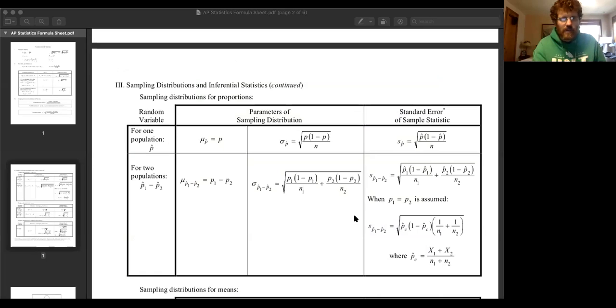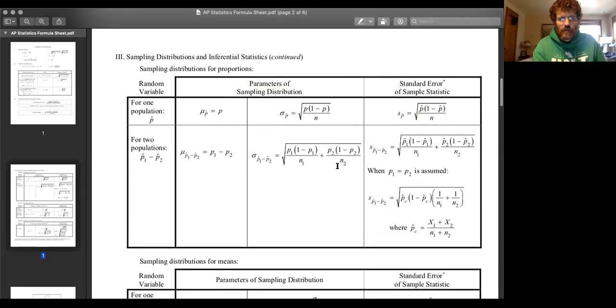And I wanted to show you real quick on the AP formula sheet. Look right here. You've got your sampling distribution formula for the standard deviation. Here's the mean. And this is what we're going to use when we get to our test statistic. Though, I mean, we're also using it for our confidence intervals. The only difference is that it's p hat.